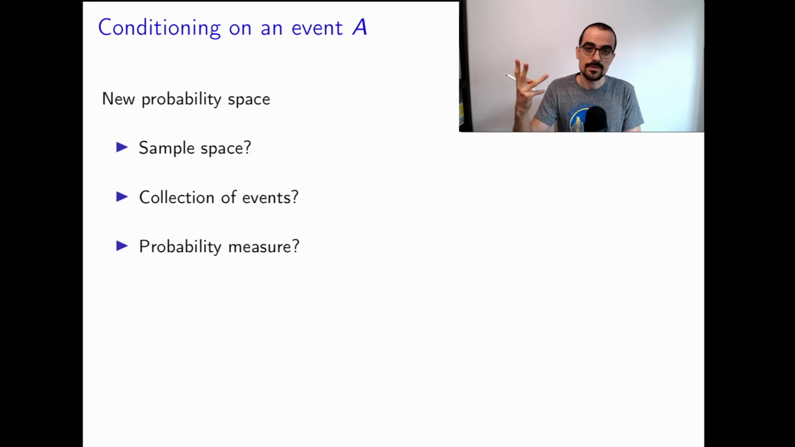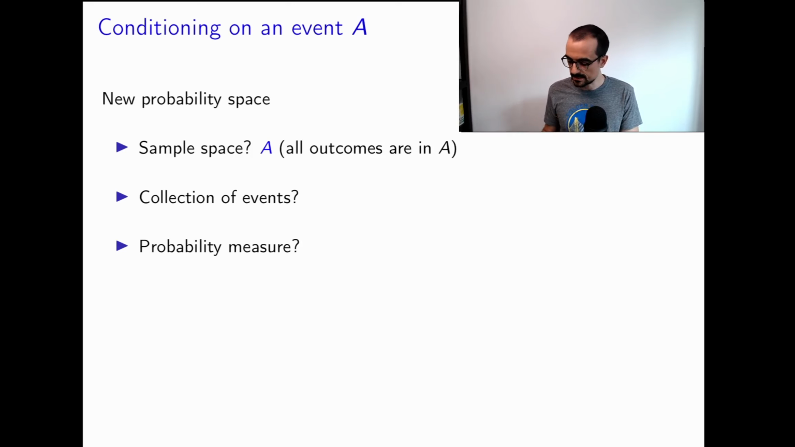We have to adapt 3 things, right? The sample space, the collection of events, and the probability measure. I want you to think about this as we go along. So what should be the new sample space? And again, I encourage you to just pause the video and think about it. The new sample space, if you think about it, all the outcomes that we're going to be interested in are going to be in A. So the new sample space should probably be A.